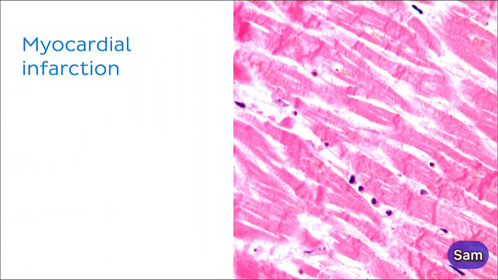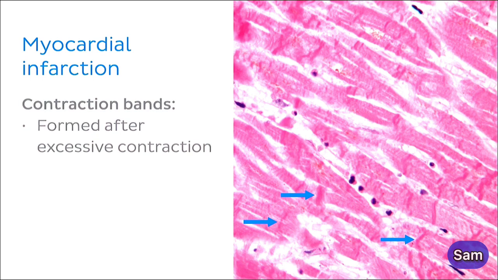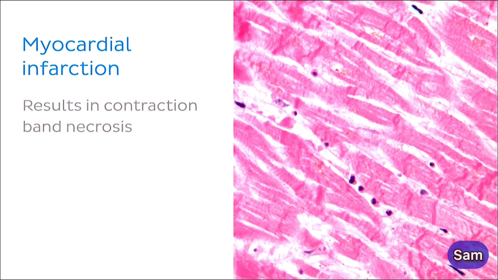The main thing we can see in this image is that there are some different looking structures here, here, and more. These darker pink wavy structures are called contraction bands, and contraction bands are formed after excessive contraction. This happens in the case of myocardial infarctions when the area of tissue that was deprived of oxygen is then exposed to high levels of calcium. And these high levels of calcium induce the excessive contraction that leads to the formation of contraction bands, resulting in contraction band necrosis, which is the pattern we observe on the histological slides.